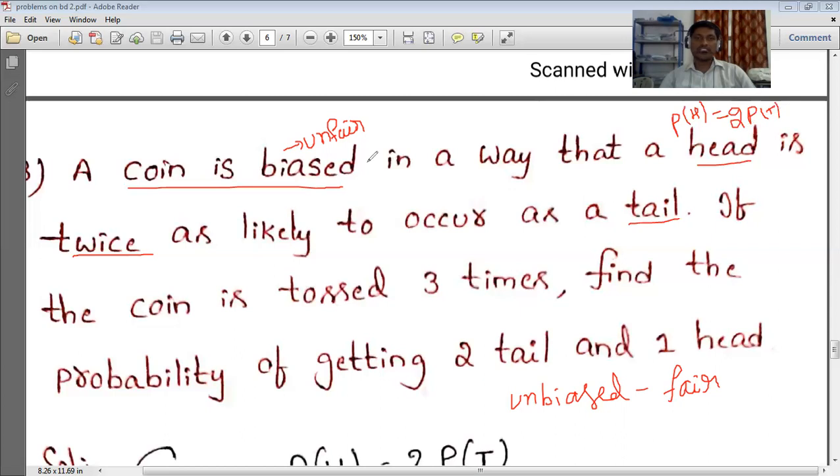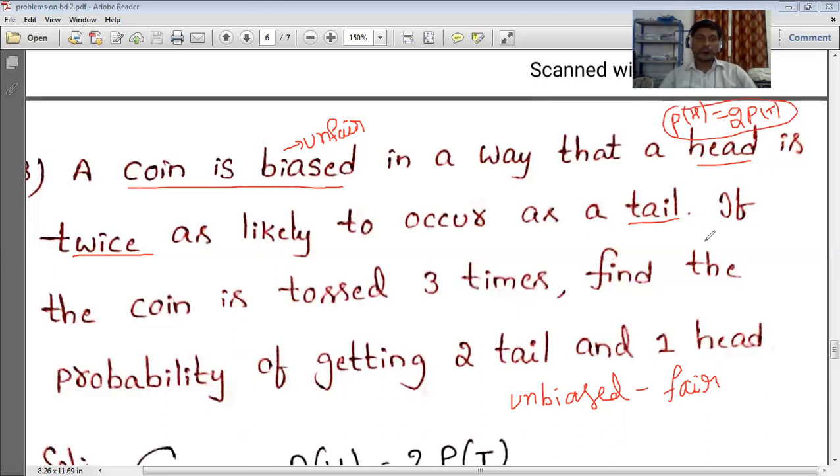Here they are saying that the coin is biased. Obviously, there is no equal possibility, one is more than the other. That they mentioned clearly here: the probability of getting a head is twice as likely to occur as a tail. This is what they mentioned in the problem.